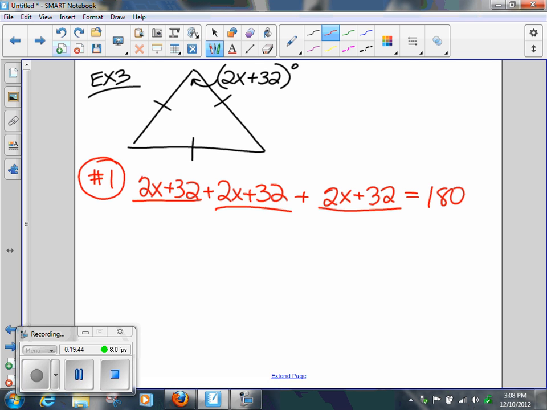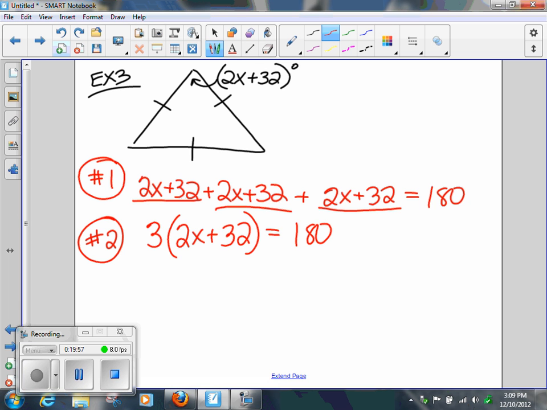There's another way we could do the problem. Multiply it all by 3. So 3 times 2x plus 32 is equal to 180. Very good. Little less algebra. It does look easier. Totally doable, right?